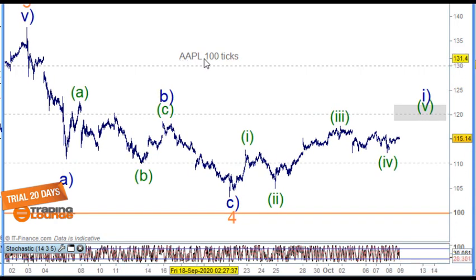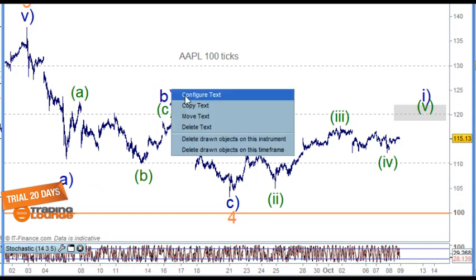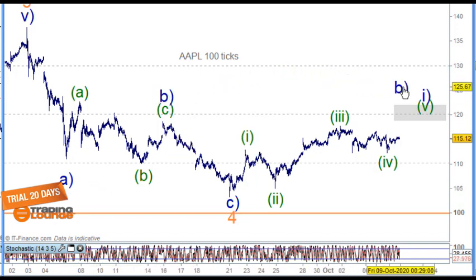Okay, so for Apple here, we've got 1, 2, 3, 4, 5 here for the A wave, the B wave, and then down for the C wave. It's quite a nice correction, and we've seen this kind of lazy move up, and like I mentioned before, it's possible that we've got wave B coming. Well, not really, because we've got 1, 2, 3 here. Wave B would have to be here for that.